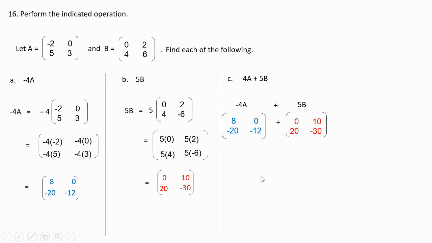Remember that to add two matrices, you have to have the same size, and these are the same size. This is a 2 by 2 matrix. This is also a 2 by 2 matrix. So it's going to be 8 plus 0, 0 plus 10, negative 20 plus 20, and negative 12 plus negative 30. That's going to give us 8, 10, 0, and negative 42. That's my result.